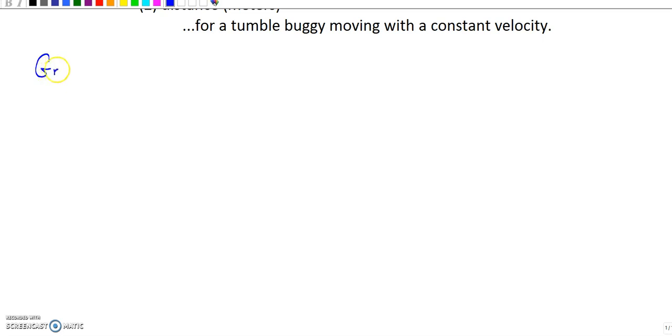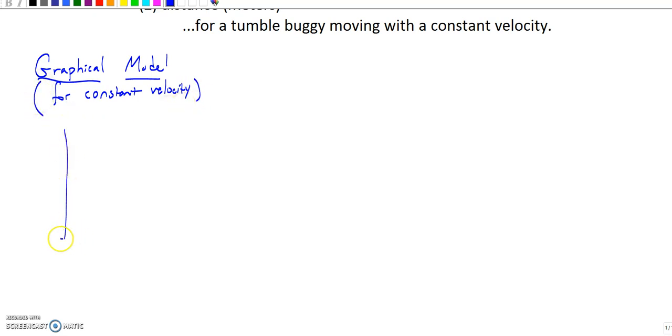So I'm going to put a copy of our overall nice polished version of the graphical model for constant velocity. I'm going to call it constant velocity as opposed to constant speed. In class, we discussed that we'd rather have time on the x-axis in seconds and distance on the y-axis. From here on out, I'm not going to use the letter D.